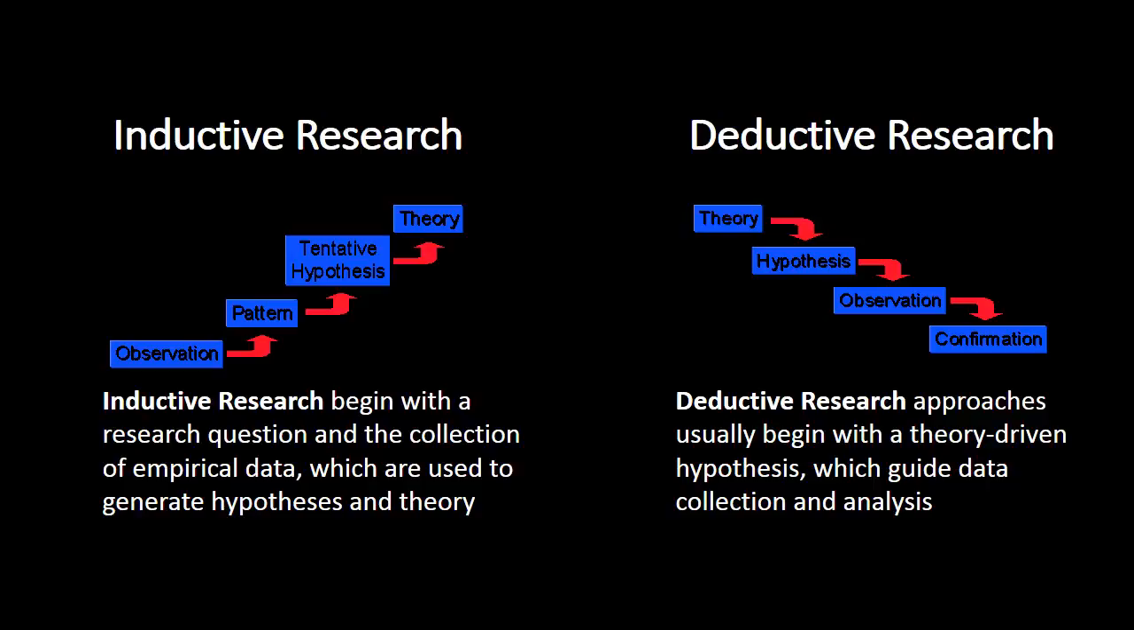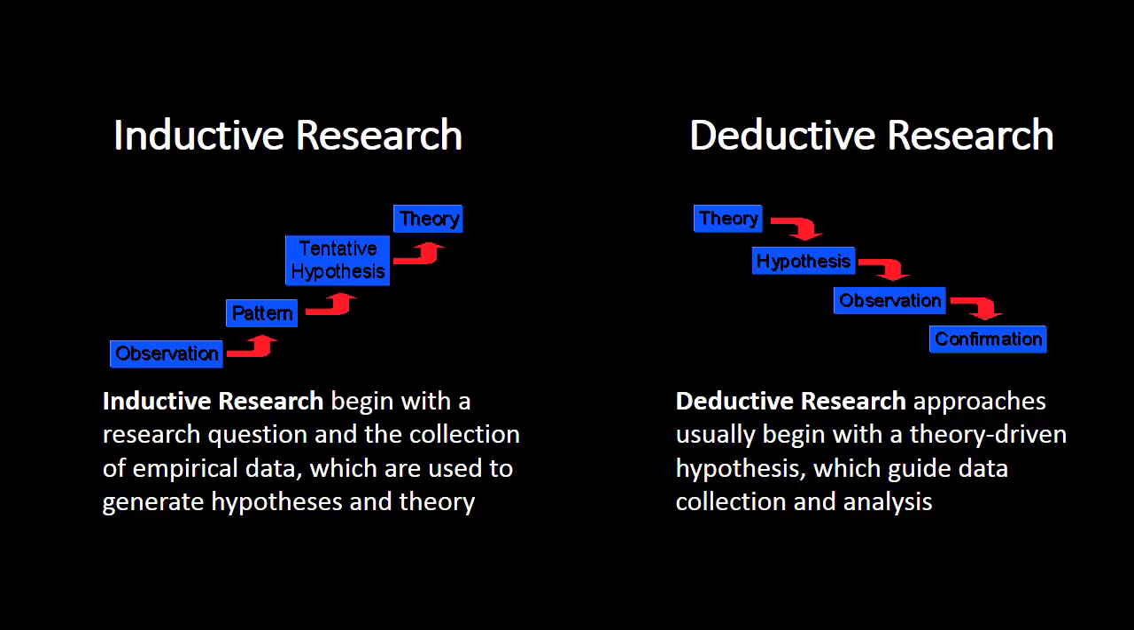So with inductive research, you're beginning by collecting data. So you're collecting empirical observations about the social world. Based on those empirical observations, you're forming a hypothesis, which you then test with additional data to develop a theory. So in inductive research, you're beginning with empirical observations.